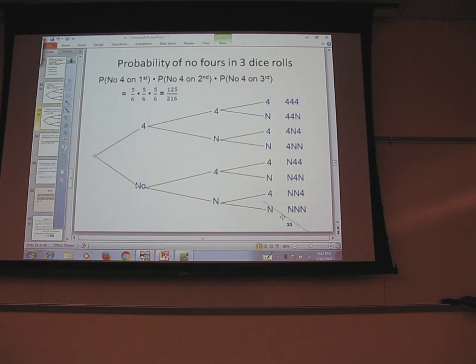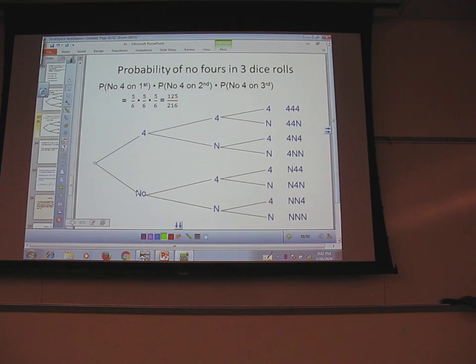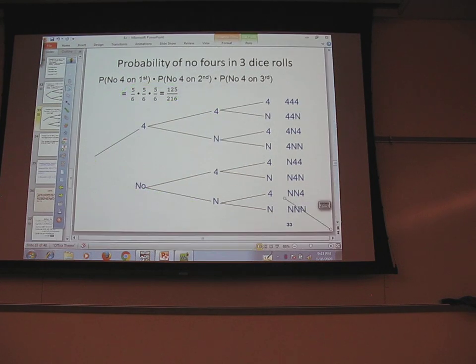All right, so here we want a no. We want this pathway here. So 5/6 times 5/6 times 5/6 is 125 over 216.